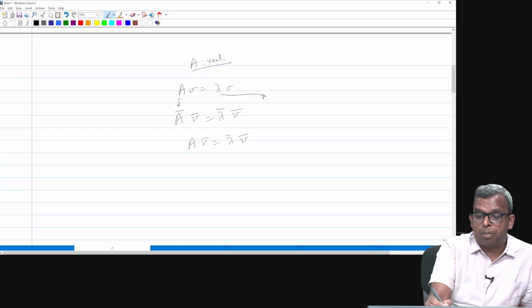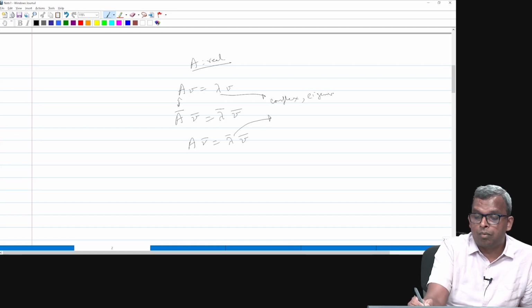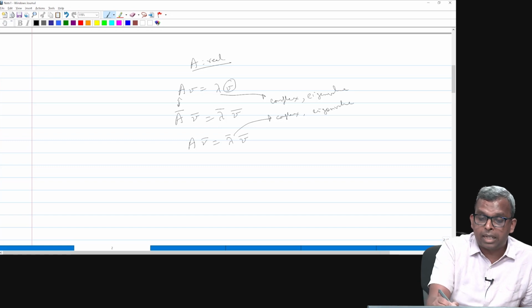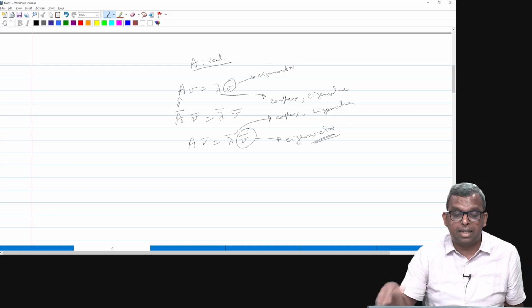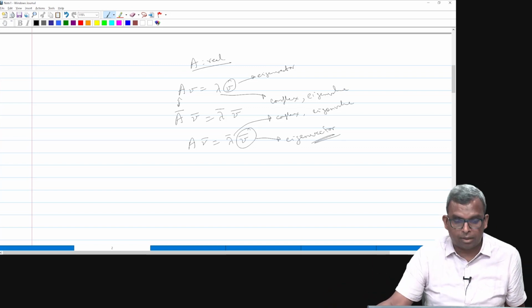So, if lambda is complex, lambda bar is not equal to lambda and this is also a complex eigenvalue. Lambda bar is also a complex eigenvalue. Not only that, if V was an eigenvector, V bar will be an eigenvector. So, for the complex case, you can do this very easily.